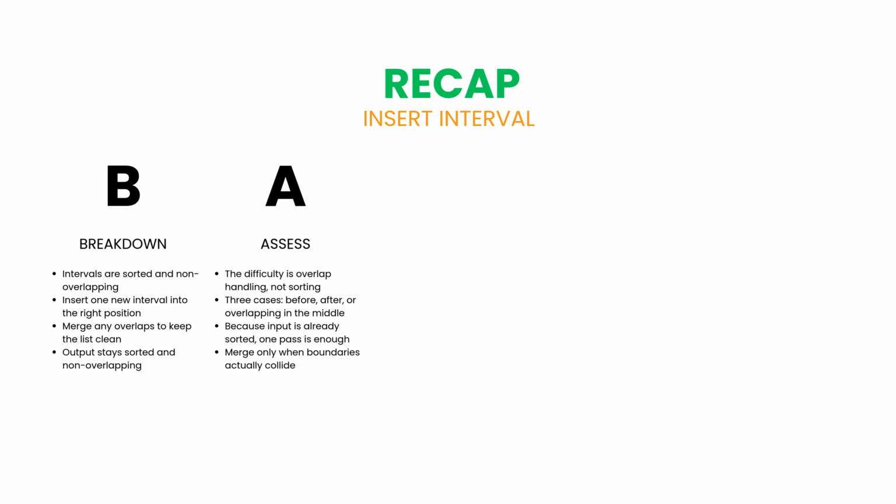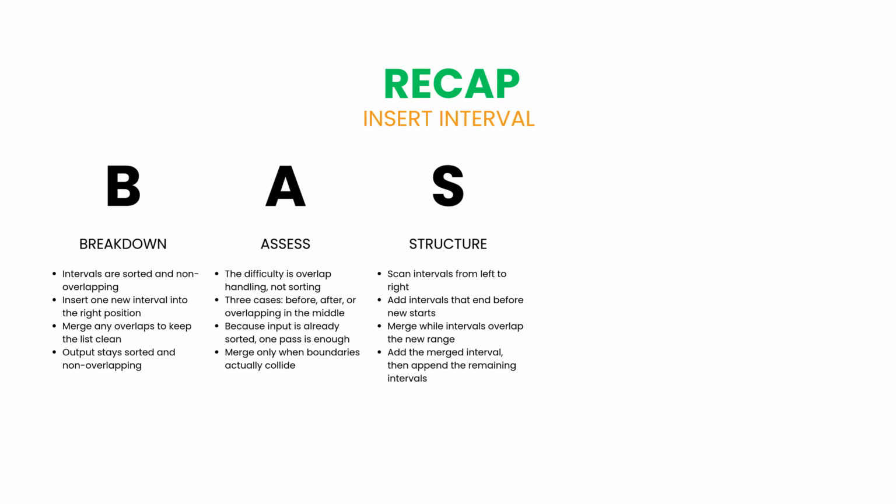Every interval we scan will fall into one of 3 situations. It's completely before the new interval, completely after it, or it overlaps somewhere in the middle. Since the input is already sorted, we don't need anything fancy. One pass is enough. And we only merge when boundaries truly collide. The plan is a simple left-to-right sweep.